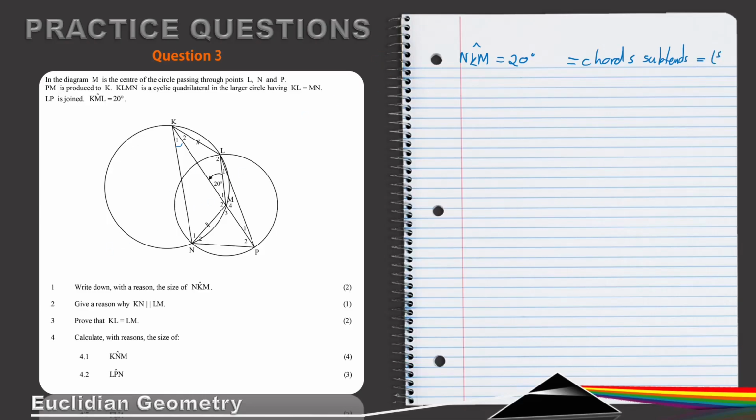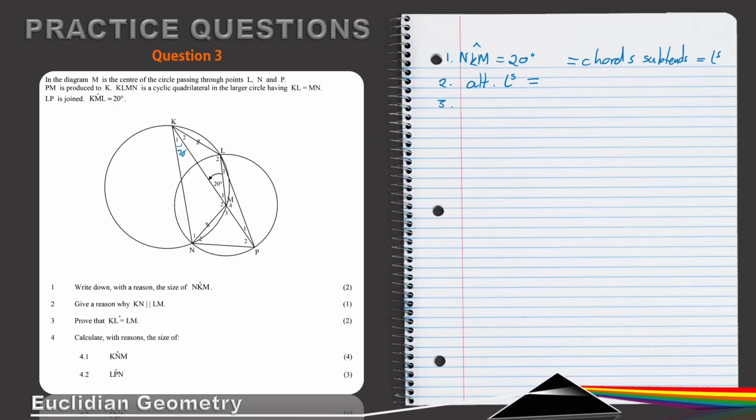Okay, now for 2, this was 1, then for 2, give a reason why KN is parallel to LM. So look for angles like your alternate angles or corresponding angles or co-interior angles. Now we see that these two both are 20, and that with KN and LM, it forms a Z. And if they are equal, it means that KN and LM are parallel. Okay, so therefore our reason is simply going to be that the alternate angles are equal. So alternate angles are equal.